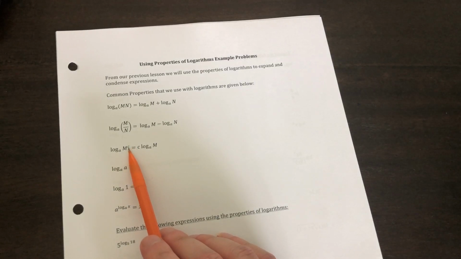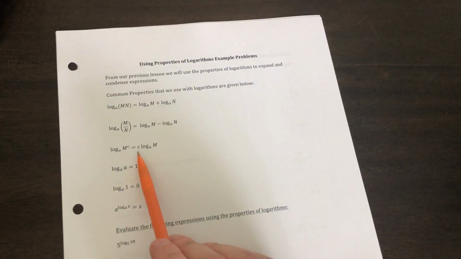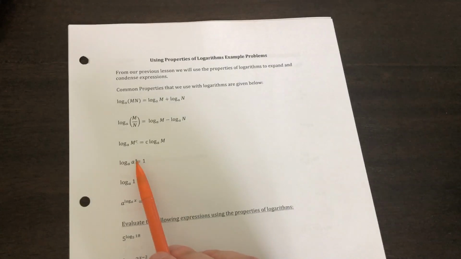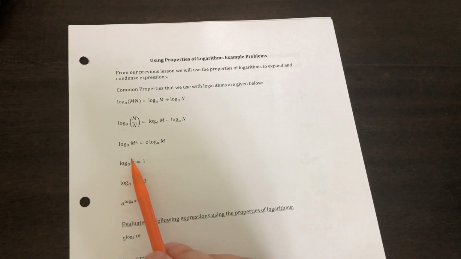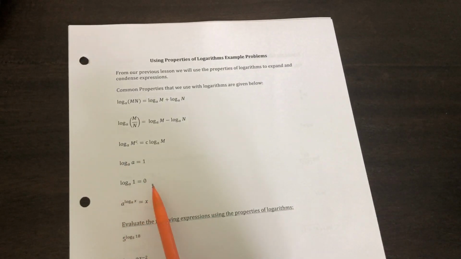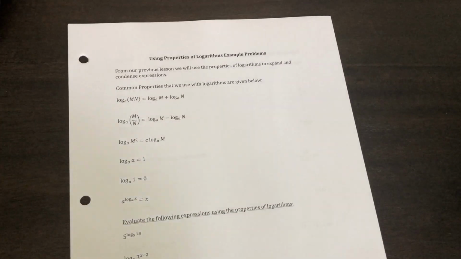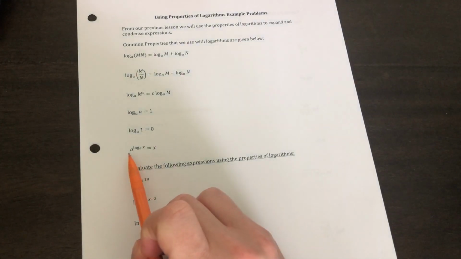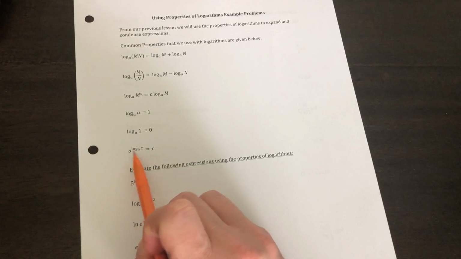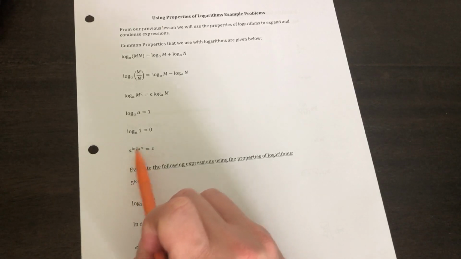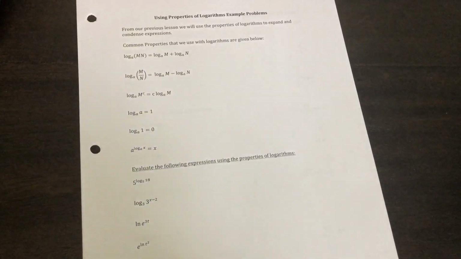If there's an argument that is raised to a power, we're going to drop that c in front. When the base and the argument match each other, it's equal to 1. A to the 0 power is equal to 1, so anything to the 0 power is equal to 1. And when a number is raised to a log power and the bases match, the log and the a term are going to cancel and you're just left with the argument.